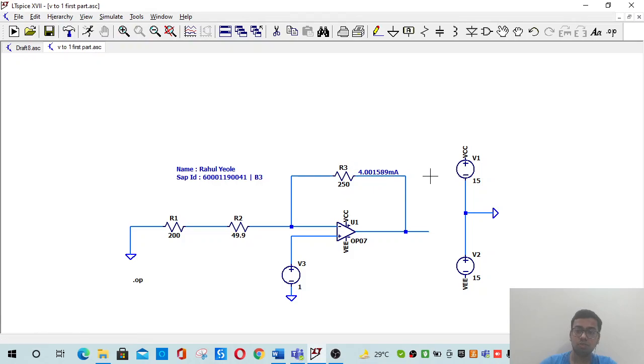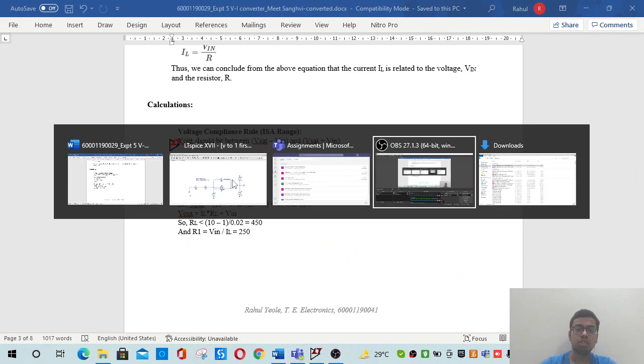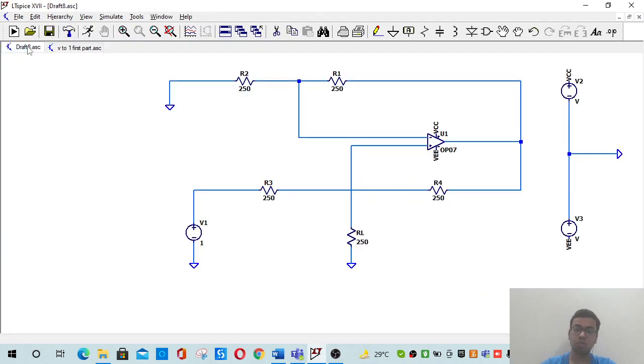Here you see 4 milliamps. This was the value in our document. 4 milliamps to 20 milliamps. Now we'll again go to LTspice. So this was about the floating load. We have successfully experimentally verified both the values. Now we'll be simply moving to the grounded load.